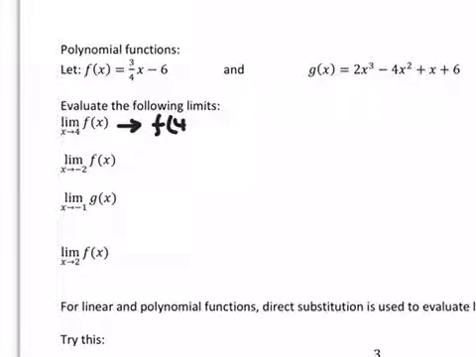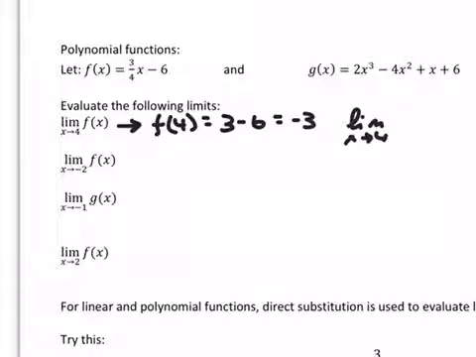So we're going to take f of 4, and we're going to see what that y value, that output would be. If I do that, an input of 4, I'd end up getting 3 minus 6, which is negative 3. So this limit, as x approaches 4 of f of x, would equal negative 3.